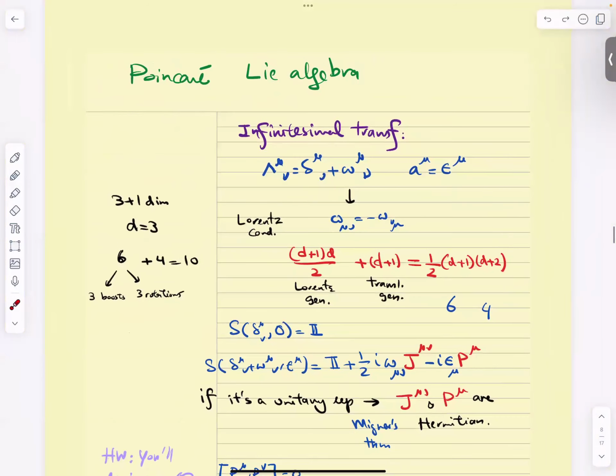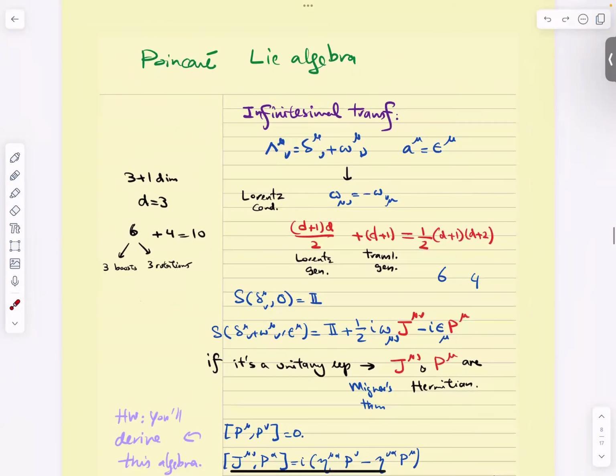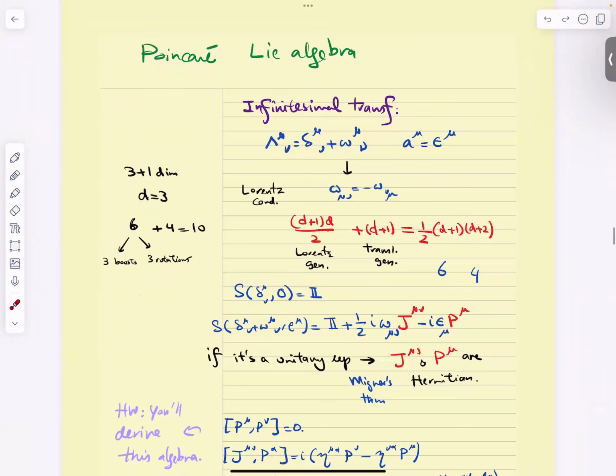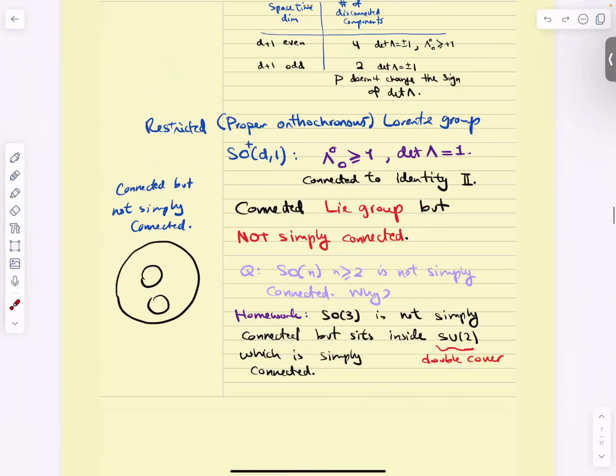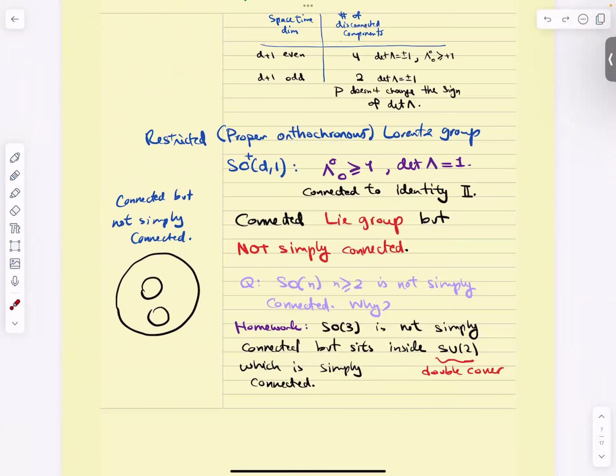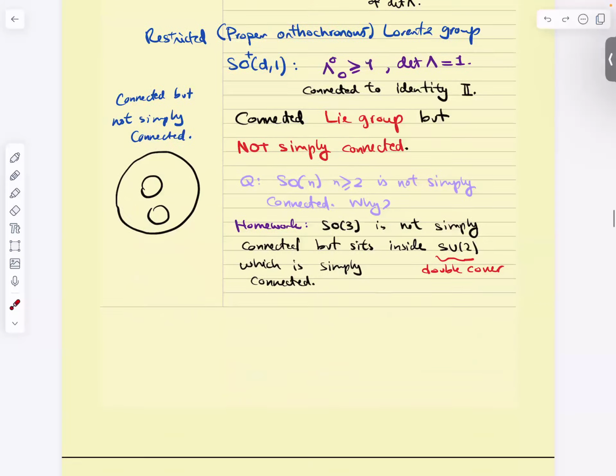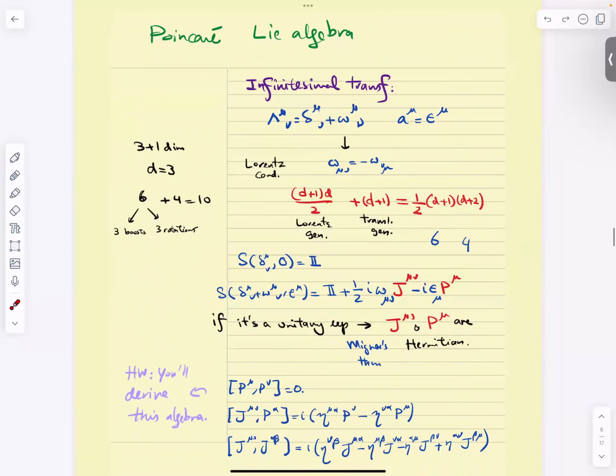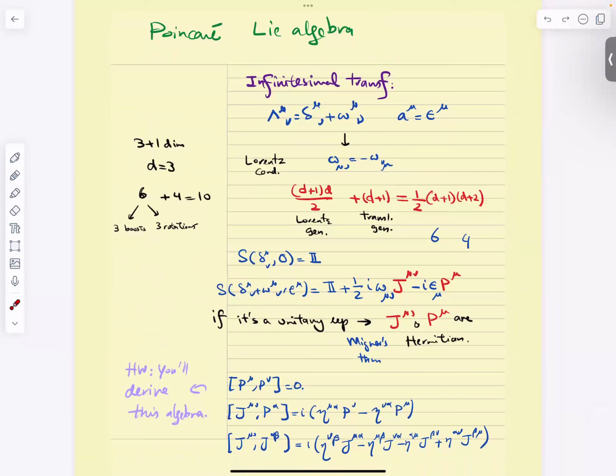So let's talk about the Poincaré algebra. Any questions before? I don't expect you to understand every aspect of simply connected and connected. Well, connected, I expect you to understand what I was talking about. But simply connected, not yet. We'll talk a lot about this. This whole chapter is about that.